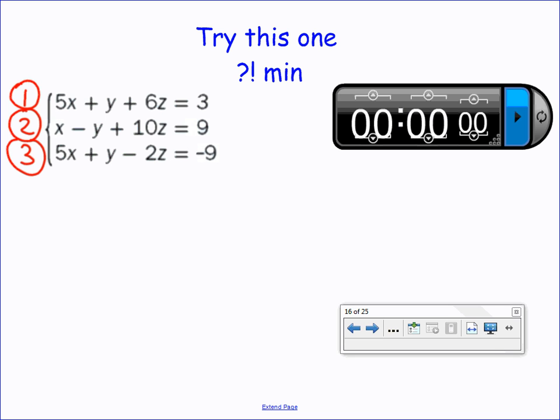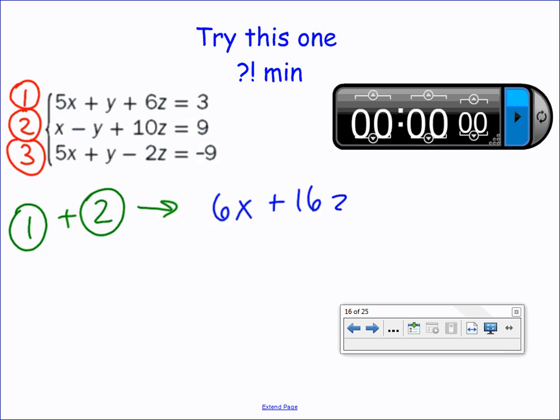It looks to me like 1 plus 3, or 1 plus 2 first I'll do. 1 plus 2 first would get rid of the y's because it's plus y and minus y, exact opposites. So everybody, let's do 1 plus 2, and I get 6x plus 0 plus 16z equals 12. So I've got a new equation, and I'll call this equation number 4.